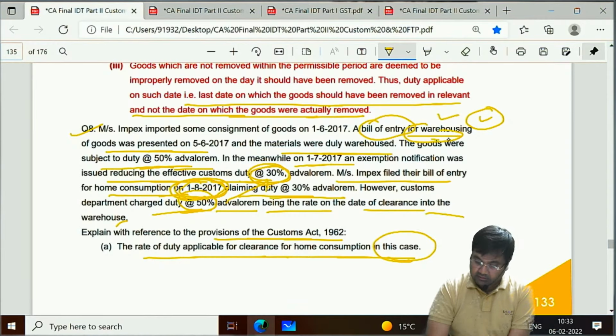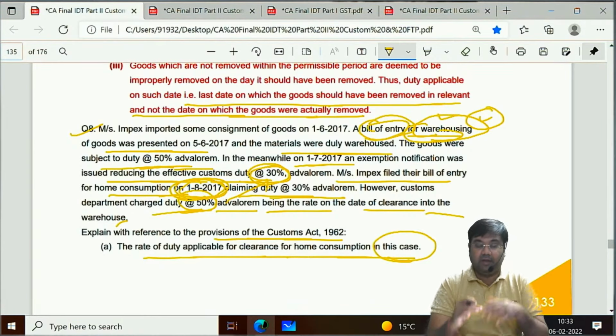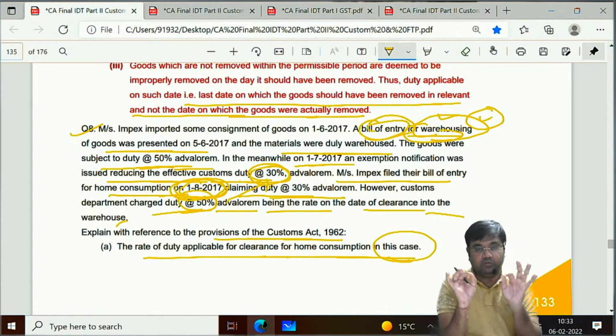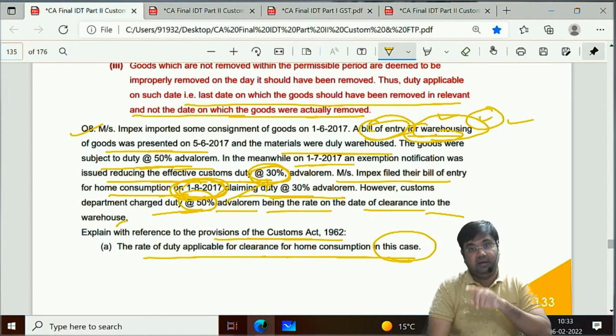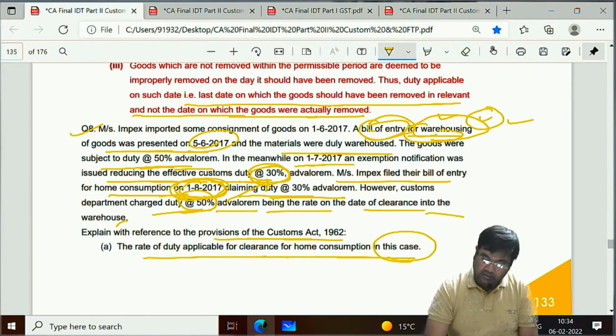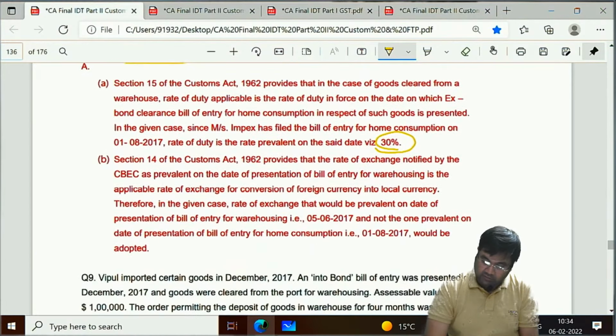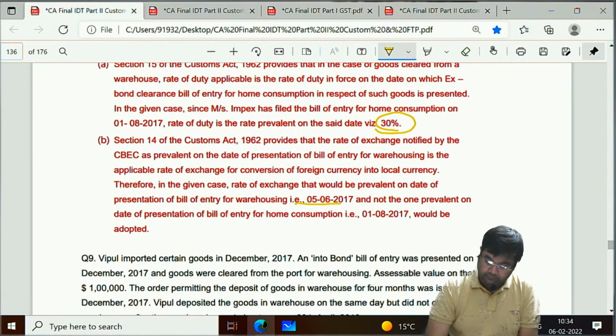We are going to take this entry only, whether it is a bill of entry or an into-bond bill of entry. So when the importer is opting for home consumption, he is going to file a normal bill of entry, and that is going to be the date for exchange rate. In case he is opting for warehousing, he is going to file an into-bond bill of entry, and that is the only relevant date. So 5/6/2017 is going to be the relevant date, not the ex-bond bill of entry.